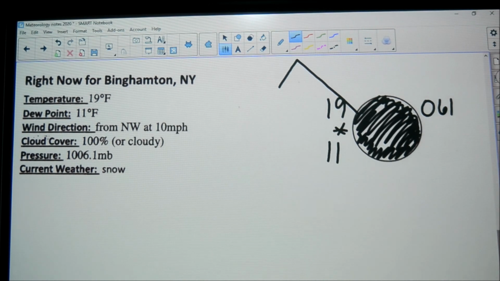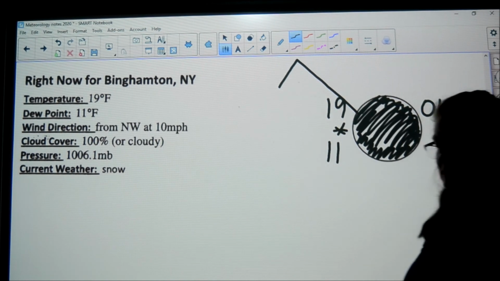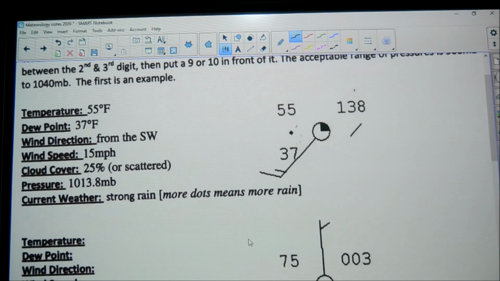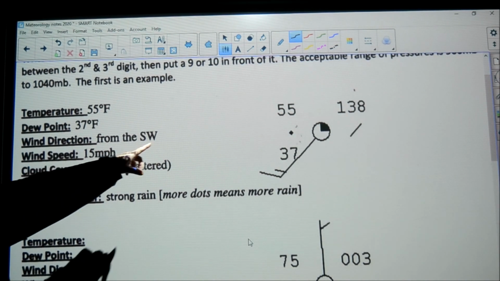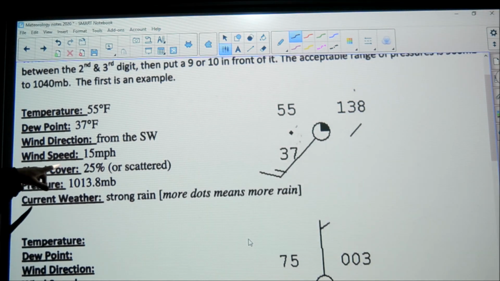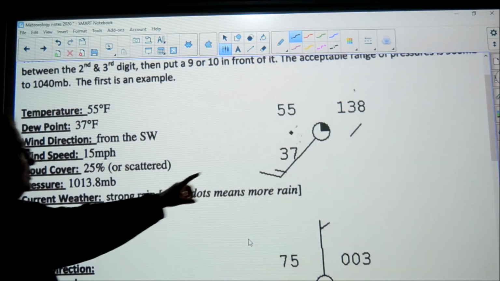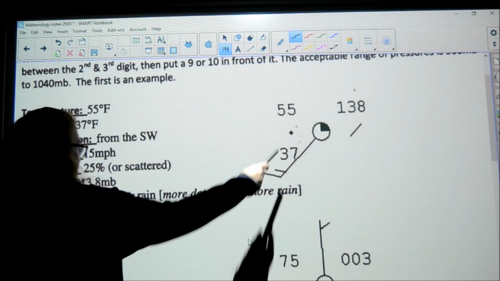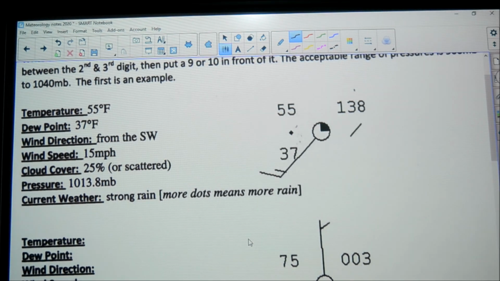Alright, so we have gone from information to station model. Now we're going to need to go from station model to information. So the first one is an example. From your example, they're going to tell you what your temperature is, what your dew point is, wind direction, wind speed, your pressure, current is rain. Alright, and they did say the pressure is increasing, but there's no information here that says pressure is increasing.